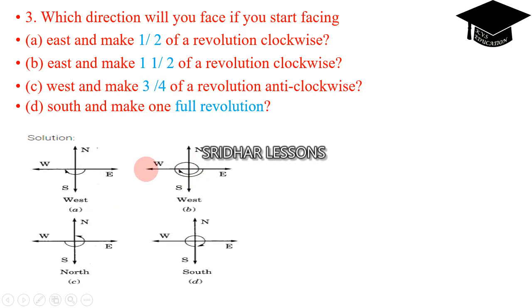Next, for C, 3/4 of revolution. 3/4. Here it is. It covered 1/4. It left with 1/4. Okay. So here the answer is west. Here the answer is west, and here the answer is north.